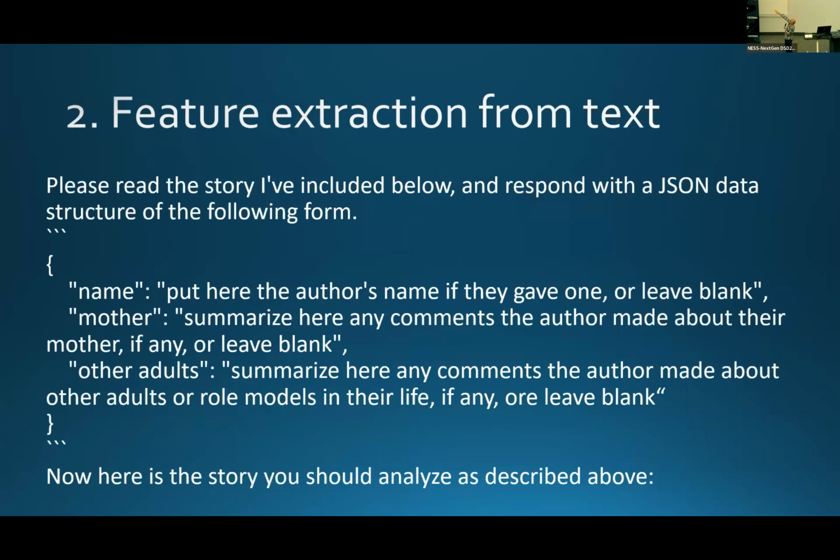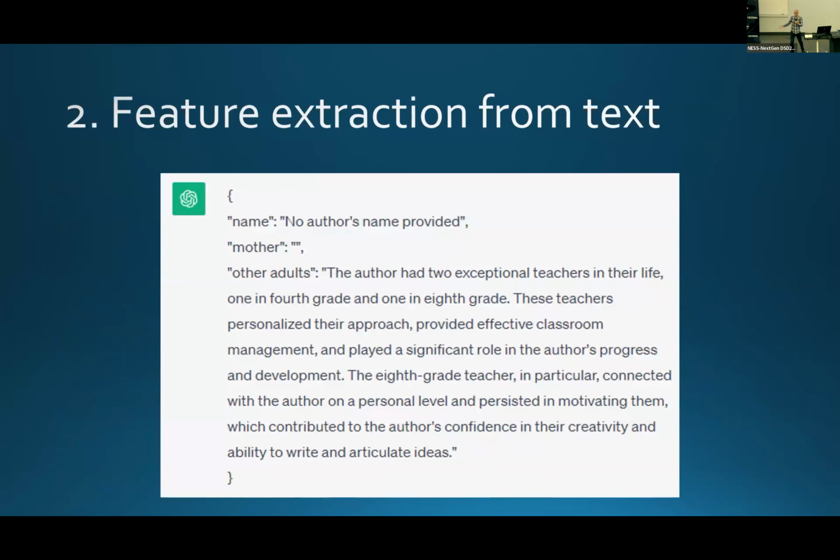It looks like this. Name: put here the author's name if they gave one or leave blank. Mother: summarize here any comments about their mother because it was a childhood story. Other adults, same thing. And then I said, now here is the story you should analyze as described above. And I pasted the story and it was one big prompt and I ran it. And it did exactly what I asked. Not quite. I told it to leave name blank and instead it said no author's name provided. But basically it did what I asked.